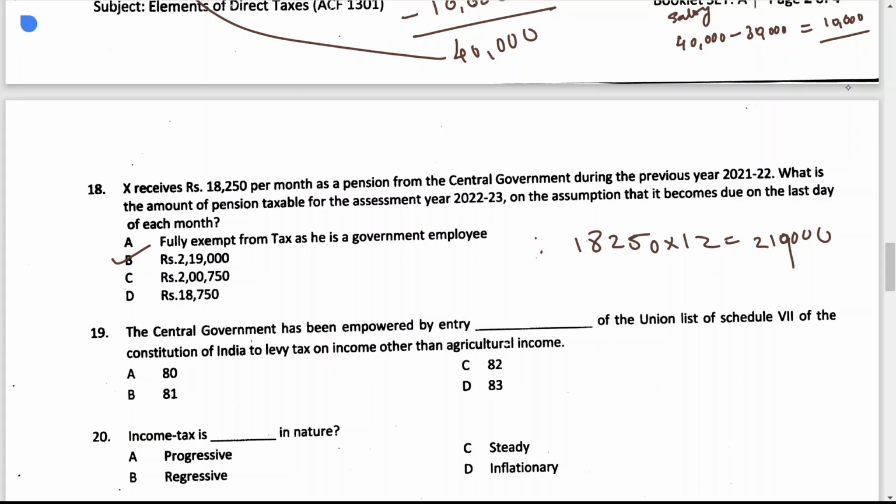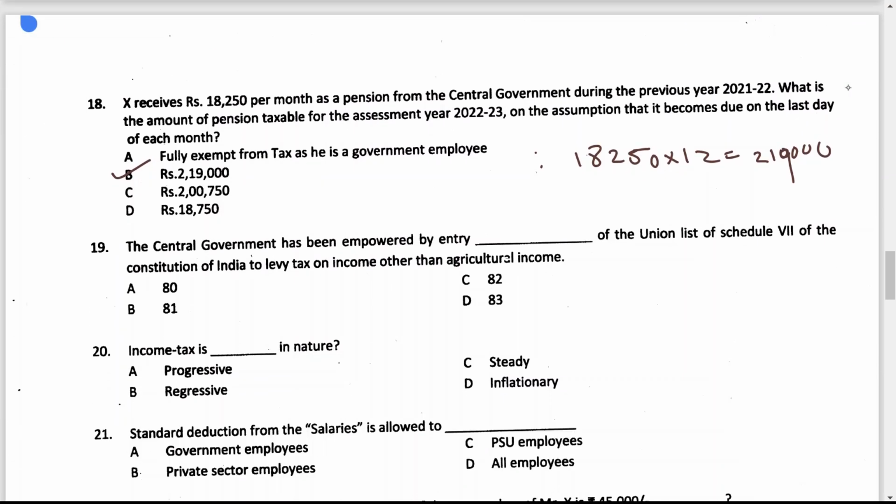Now next one, the central government has been empowered by the entry dash of the union list of Schedule 7 of the Constitution of India to levy tax on income other than agricultural income. So here answer is 82. So entry number 82 empowers central government to levy taxes on the income of the person other than agricultural income, because agricultural income comes under the purview of the state government. It is not the matter covered under the union list. So that is why here answer is 82, entry number 82.